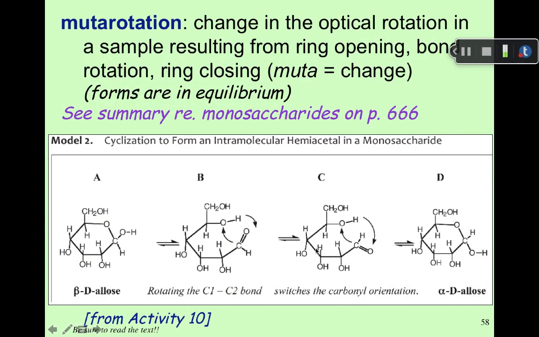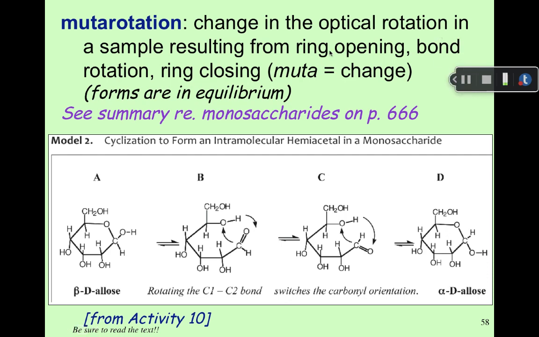How does it get from one form to the other? It's this thing called mutarotation. It's the resulting change in optical rotation in a molecule that has to do with the ring opening and closing. But when the ring opens, the bond around the carbonyl of carbon 1 has to rotate, and it is shown in this diagram between model 2B and model 2C. We talk about this in activity 10.